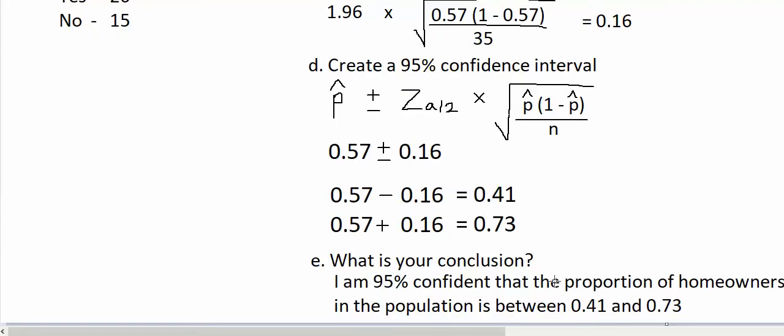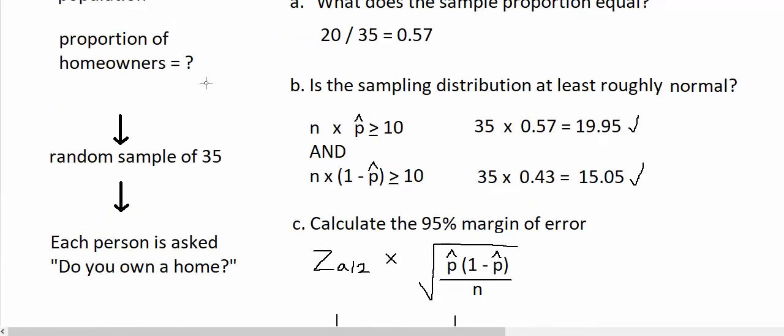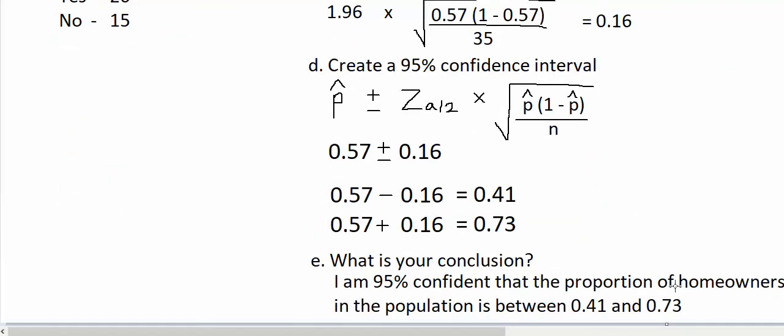And our conclusion is we're 95% confident that the proportion of homeowners in the population is between 0.41 and 0.73. Remember that in this problem, we're interested in the proportion of homeowners in the population. That's the unknown number that we're interested in. And now we're 95% confident that that unknown number is between these two numbers right here.